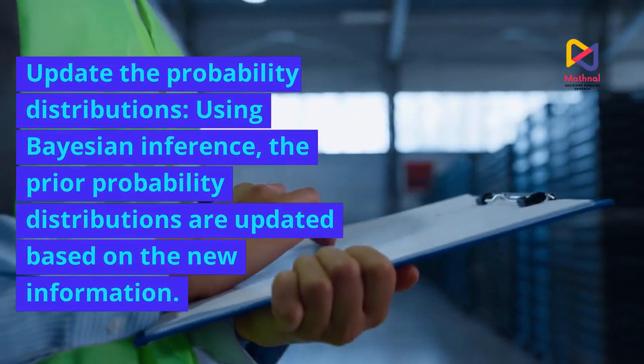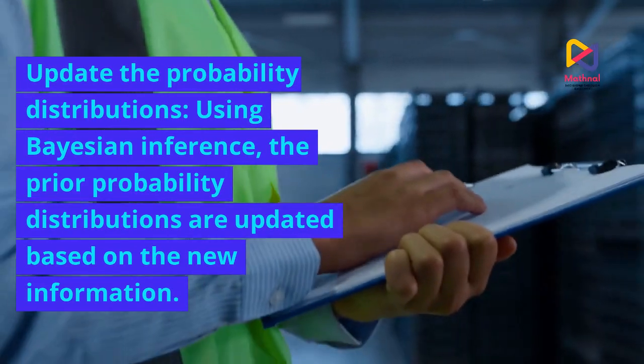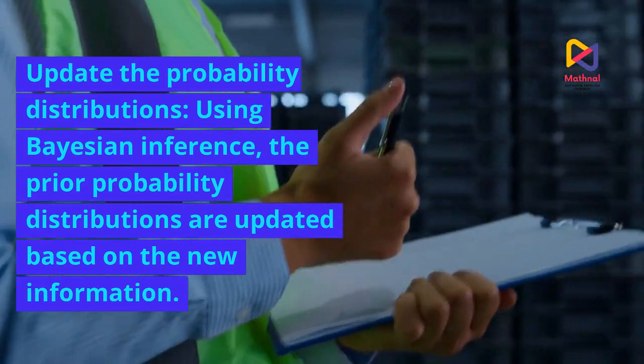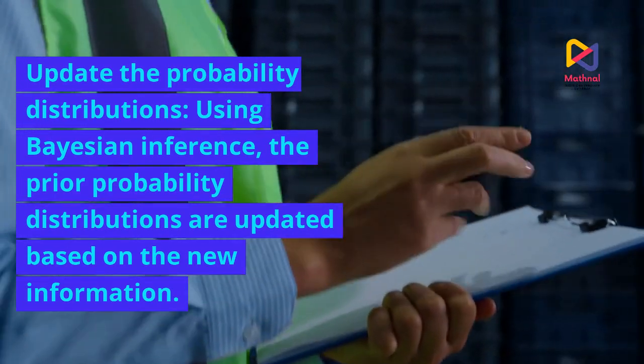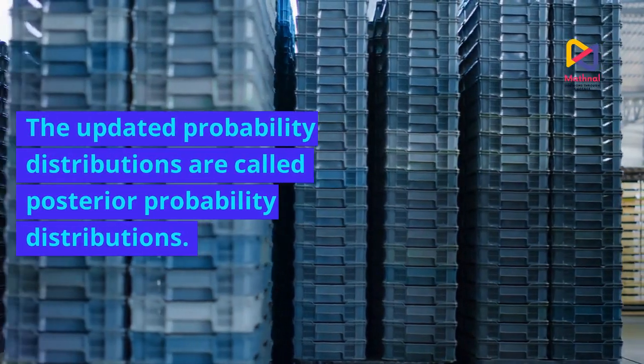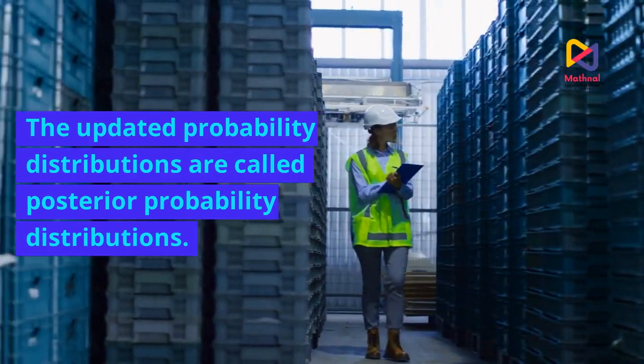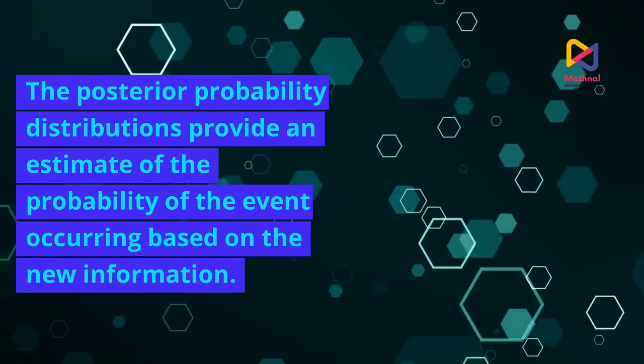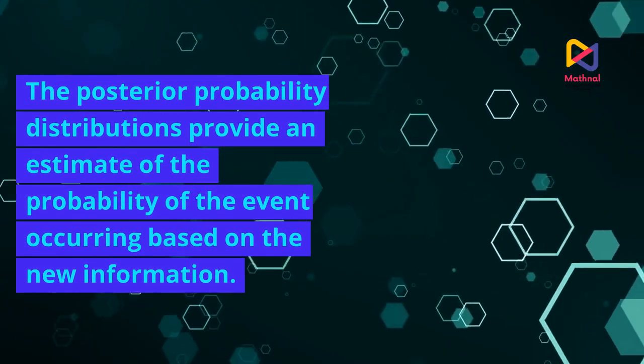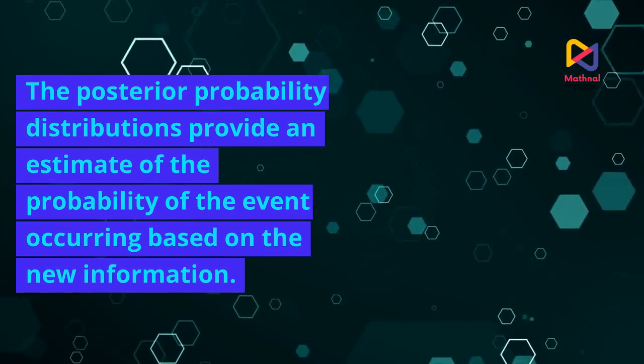Update the probability distributions. Using Bayesian inference, the prior probability distributions are updated based on the new information. The updated probability distributions are called posterior probability distributions. The posterior probability distributions provide an estimate of the probability of the event occurring based on the new information.